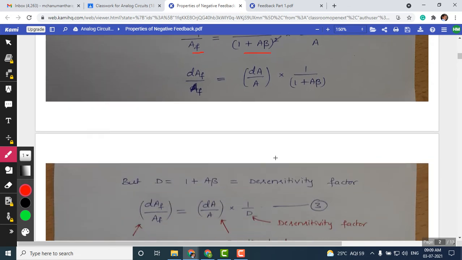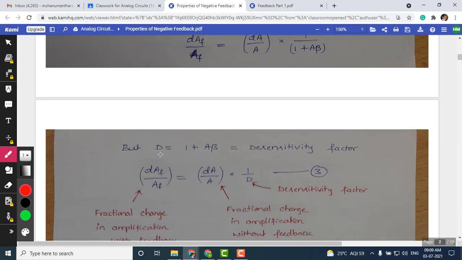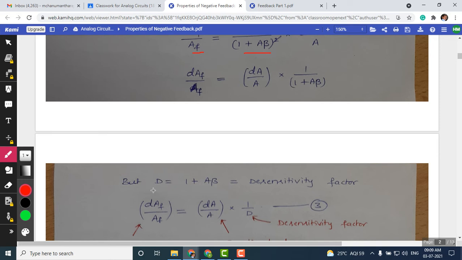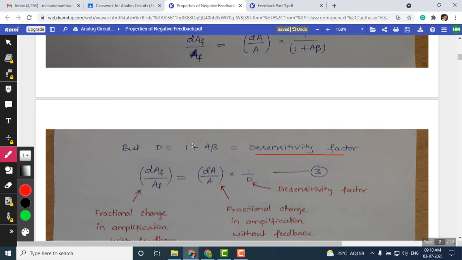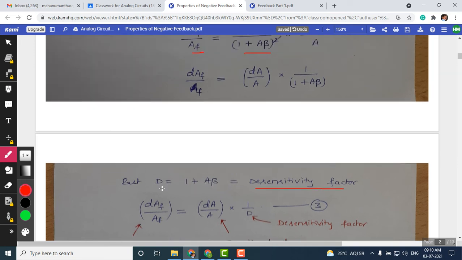Now we can introduce another term which we already mentioned, the return factor, or return difference. The same return difference D is also called the desensitivity factor here. The same return difference that we mentioned earlier is here called the desensitivity factor. So the desensitivity factor is nothing but 1 plus A beta. I am defining it here, this is a definition, not a proof of any equation. The desensitivity factor definition is 1 plus A beta.